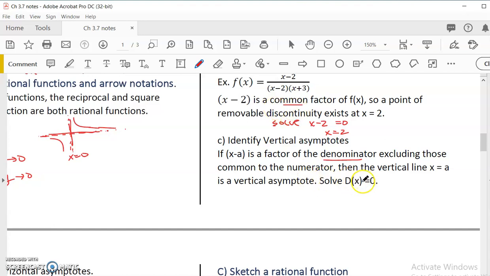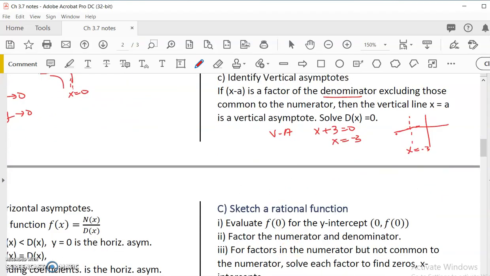So you would solve d of x equal to 0. For example, if I have a function like this here, what is the vertical asymptote? The vertical asymptote would be, ignoring x minus 2 because it's a common factor, I will solve x plus 3 equal to 0. So x equal to negative 3 is the vertical asymptote. If I graph it, I would have a line here, x equal to negative 3. It will break up the graph in 2 parts.